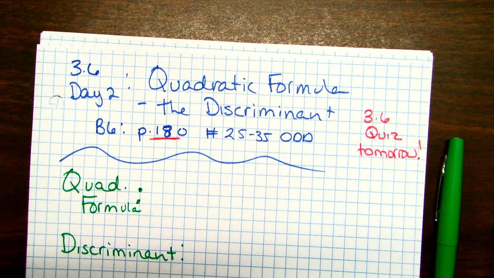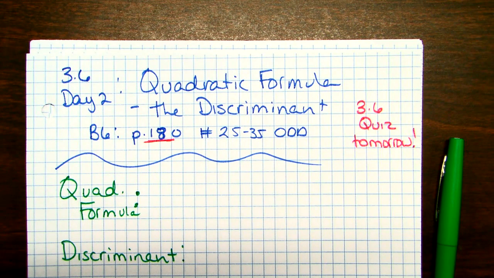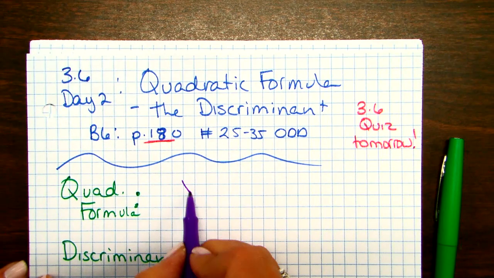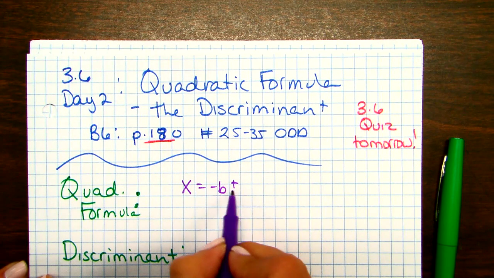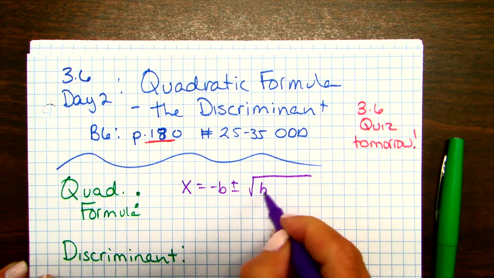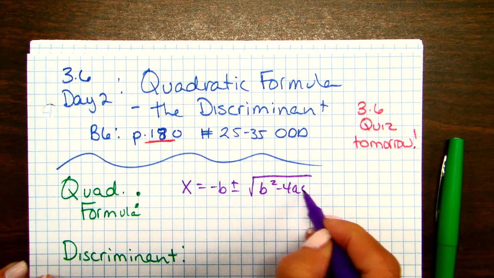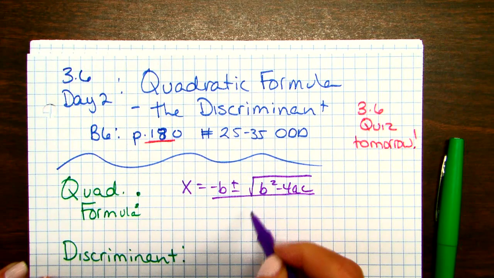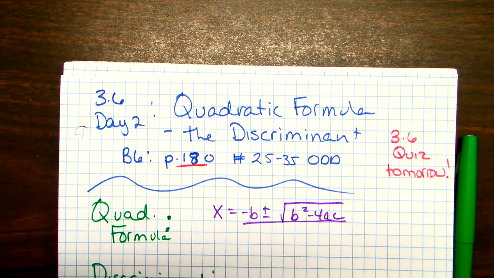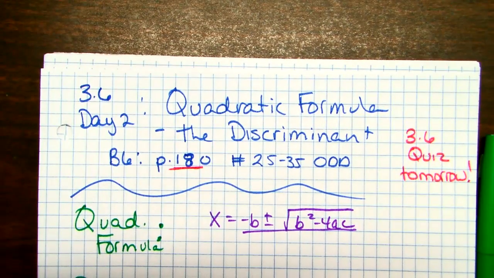Okay? So what we learned yesterday is the quadratic formula. Okay? And we have a quiz tomorrow on just this section, and I will give you the quadratic formula tomorrow. Okay? So let's write it again. The discriminant. It's a big fancy word.